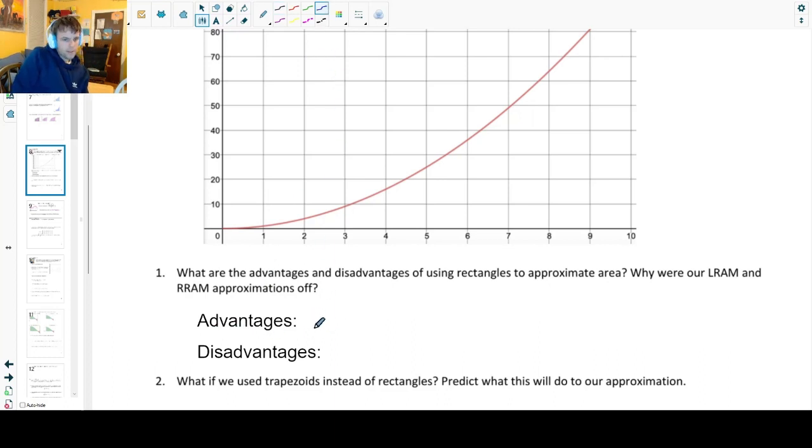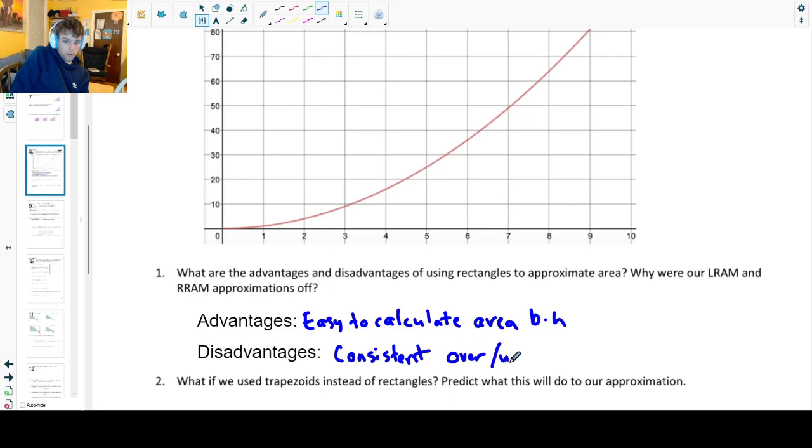Advantages: rectangles are super easy to calculate the area. It's just base times height. Bam, done. Disadvantages, though, and these are very important: consistently, we will get over or under approximations. Not very accurate, right? That's kind of the big disadvantage.